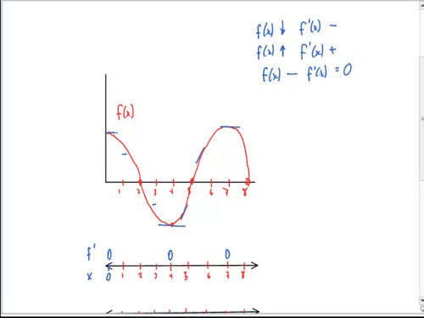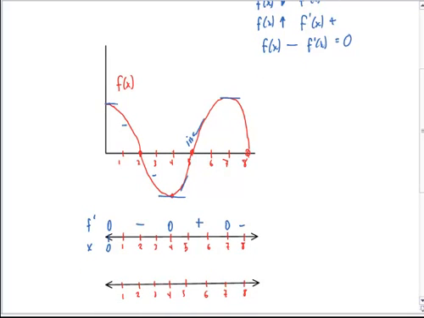Now, since the function is decreasing on the interval from 0 to 4, we would put a negative value for the derivative. On the interval from 4 to 7, we would say it's positive because the function is increasing. And in the last interval from 7 to 8, it's decreasing again. So that's how we would identify the first derivative values as being negative, positive, or 0.